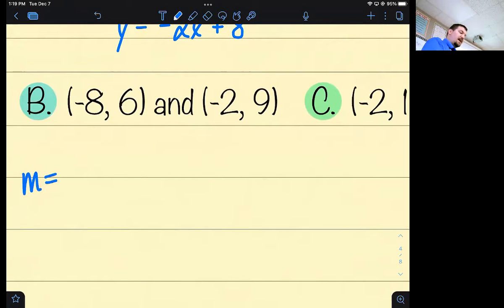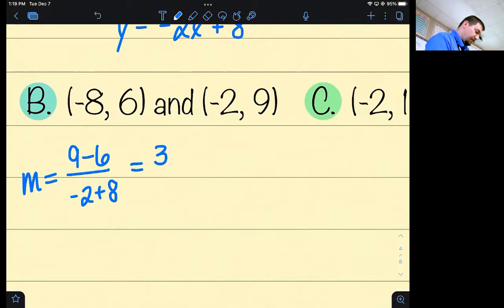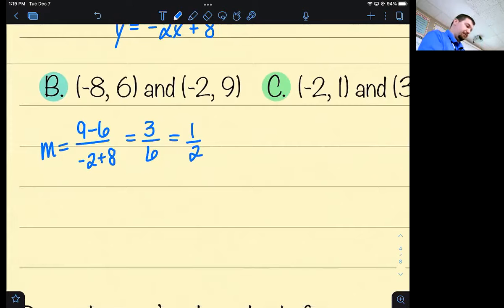Jace, tell me how to find the slope of those 2 points. You do 9 minus 6 first. Good. And then -2 minus -8. Can I write +8? You okay with that? Yeah. Okay. -2 minus -8 is the same as -2 plus 8. And then what's that going to give you on top as our numerator? 3, and our denominator? 6. And what's 3/6 reduced to? 1/2. Okay. So first things first, we're going to find our slope.